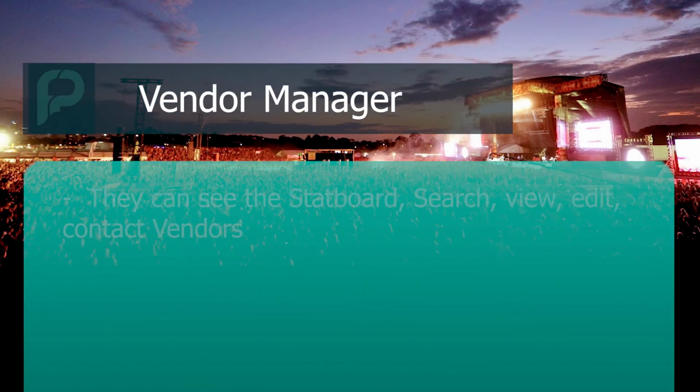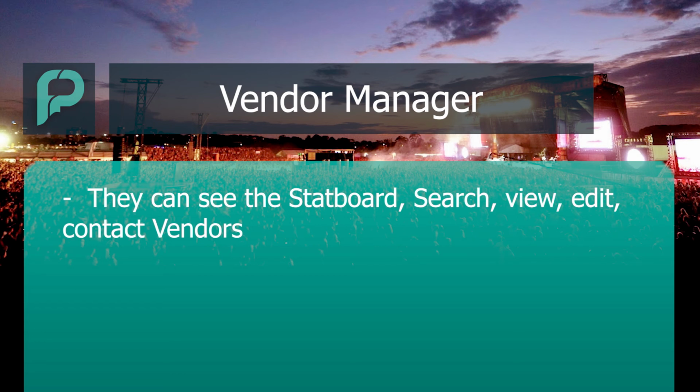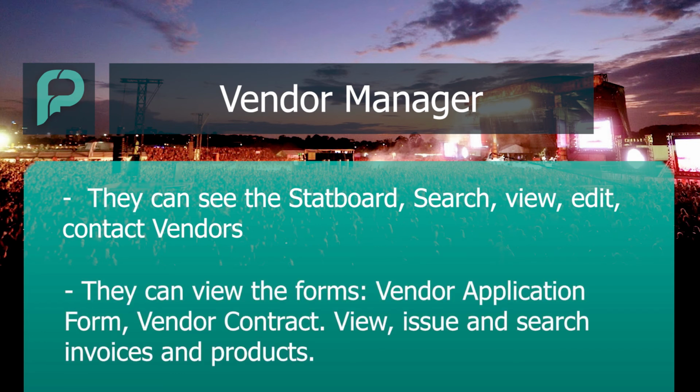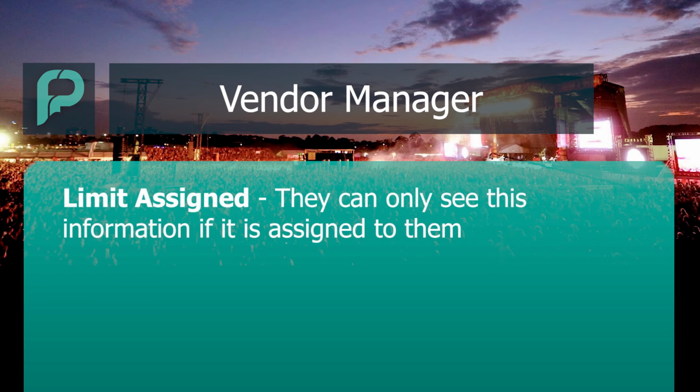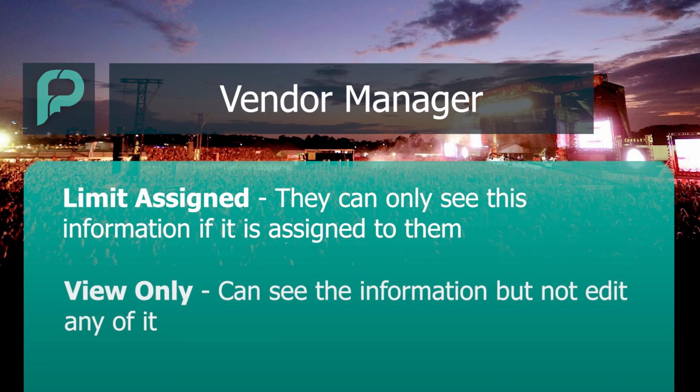A vendor manager can see the stat board, search, view, edit, and contact vendors. They can also access any of the vendor forms, view, issue, and search their invoices and products. Limit assigned means they can only see this information if the vendor is assigned to them, and view only means they can view the information but not edit any of it.